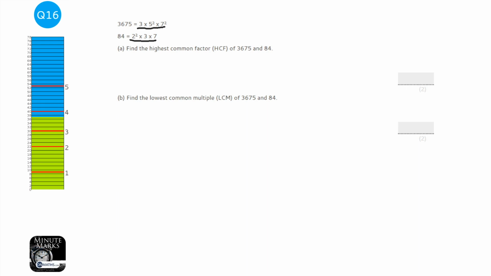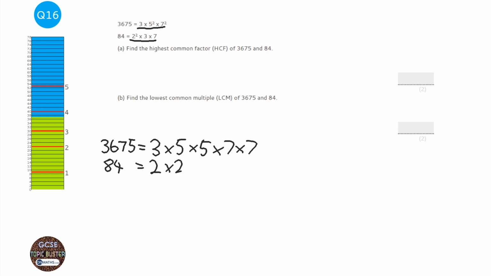Now I'm going to use the space down here to do this, and because I find it easier, I'm just going to write it not in index form. And then when I do my Venn diagram, I can just cross them out when I've done them. So 2 times 2 times 3 times 7. Okay, so let's construct myself a Venn diagram.